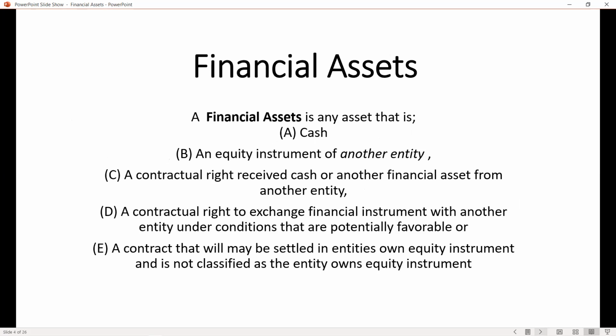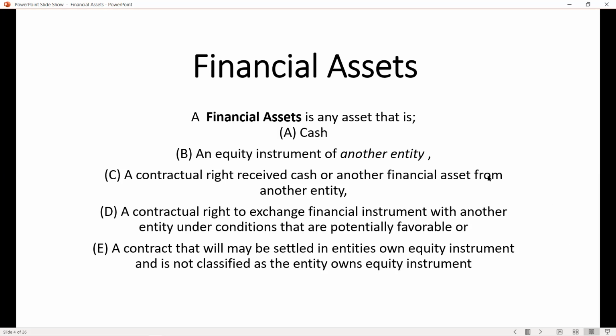So according to PFRS 9, a financial asset is any asset that is cash, an equity instrument of another entity, a contractual right to receive cash or another financial asset from another entity, a contractual right to exchange financial instruments with another entity under conditions that are potentially favorable, or a contract that will or may be settled in the entity's own equity instrument and is not classified as an entity's own equity instrument. So these are the definitions of financial assets.